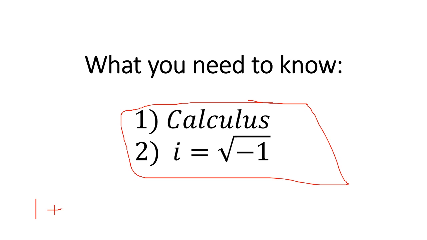Combining these two things, you can get stuff like this: 1 plus 2 plus 3 plus 4 and so on. Basically, it goes on forever to infinity, and you would think that this sum would equal infinity, but it doesn't. It actually equals -1/12, and that's what my first video talks about.